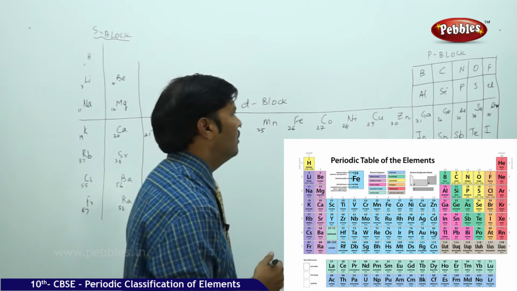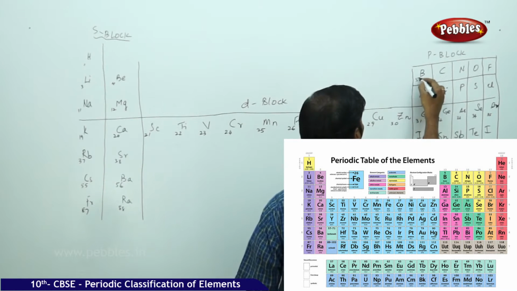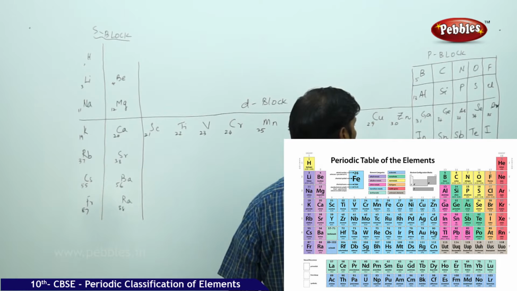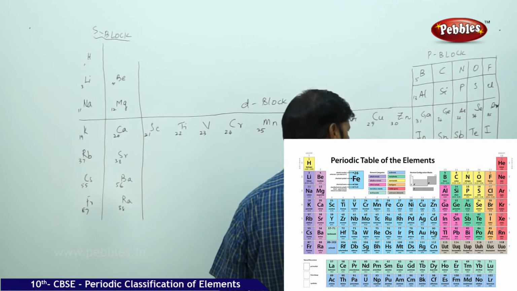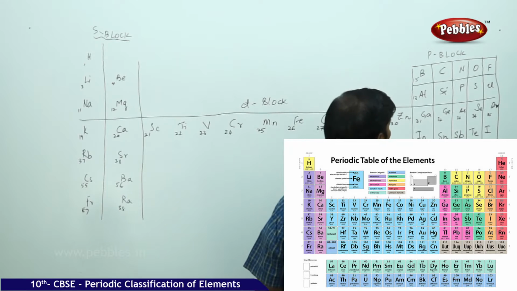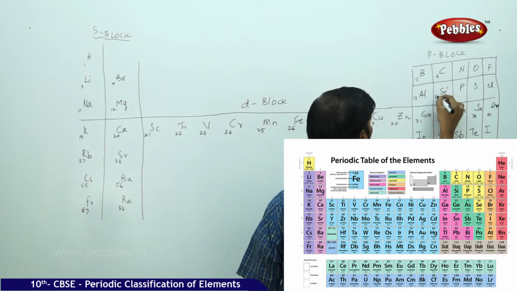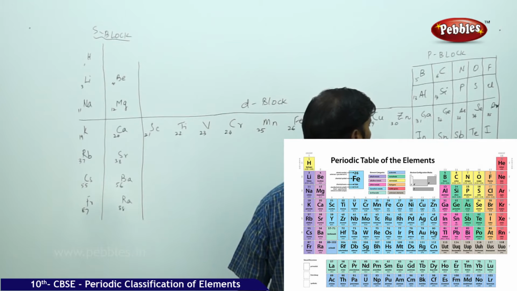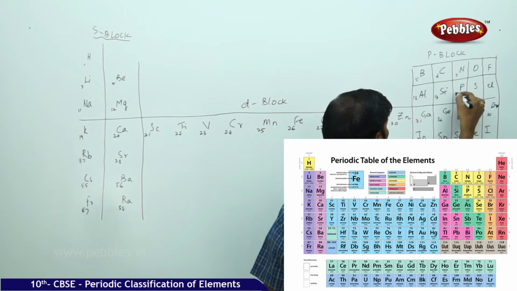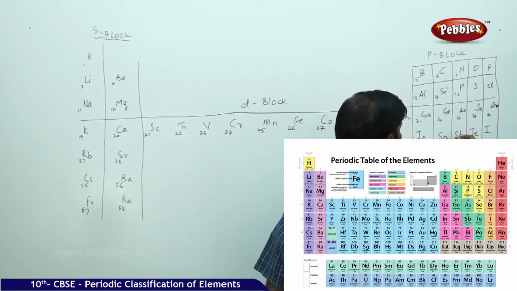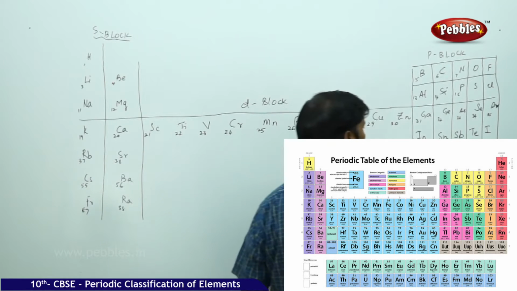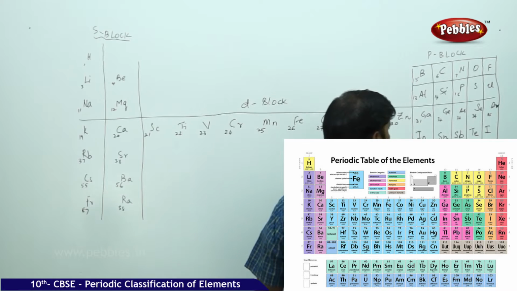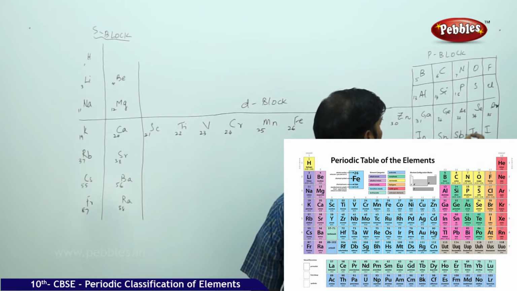This is the P block. Boron's atomic number is 5, aluminum 13, gallium 31, indium 49, thallium 81. Carbon atomic number 6, silicon 14, germanium 32, tin 50, lead 82. Nitrogen 7, phosphorus 15, arsenic 33, antimony 51, and bismuth 83.